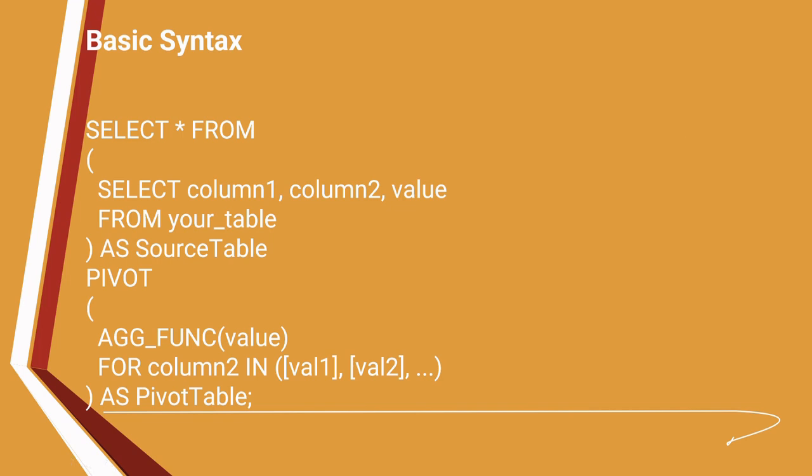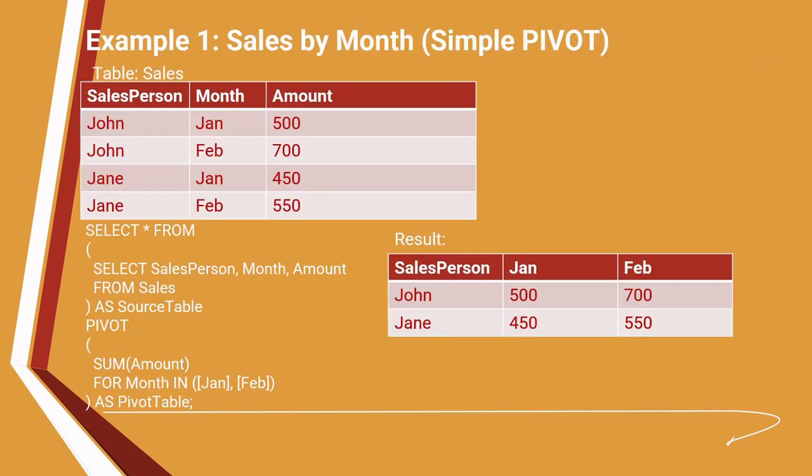Here is the basic syntax. First you prepare a subquery, then apply the pivot clause using your desired aggregate function. Let us begin with a basic example. We take rows for each salesperson's sales by month and turn months into columns using the pivot function. This gives a neat summary table.